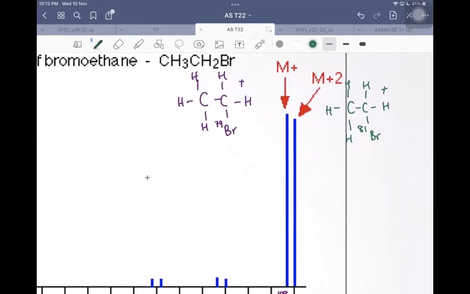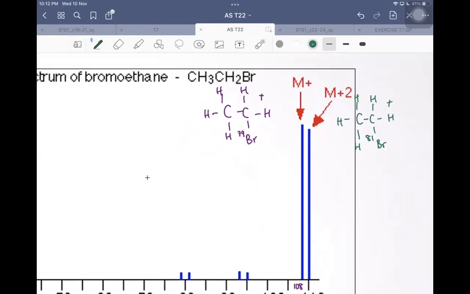The ratio is almost 1-to-1, right? It's not exactly 1-to-1. They're not of the same height, but it's almost similar. So that's when you know this molecule contains a bromine atom. So far, we know the identity of the molecules. That's why it's easier for us to assign the signals, okay?